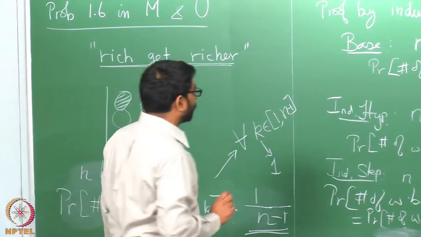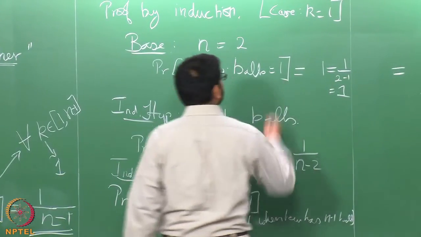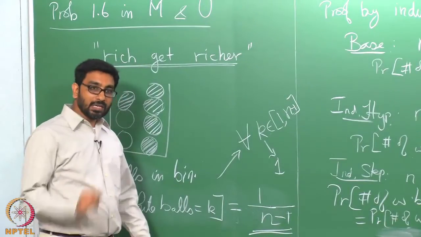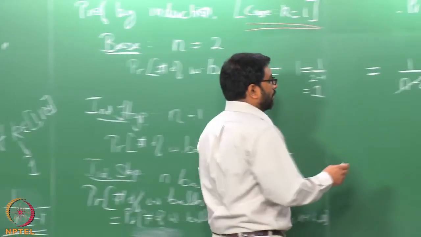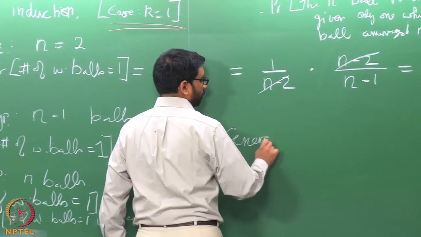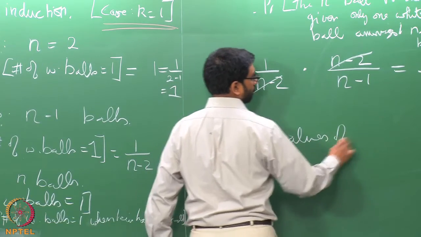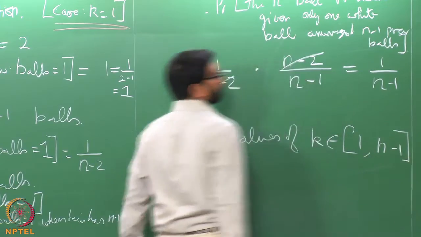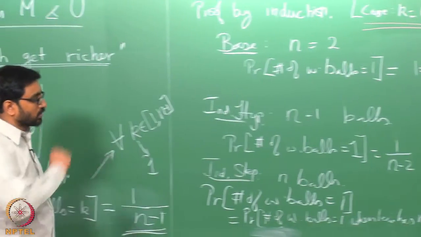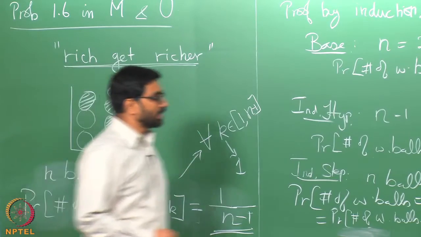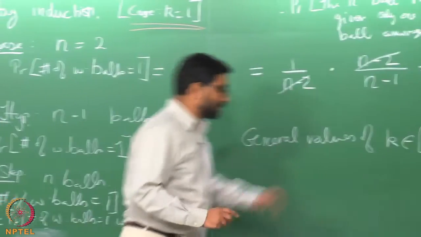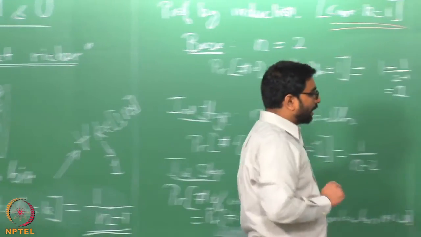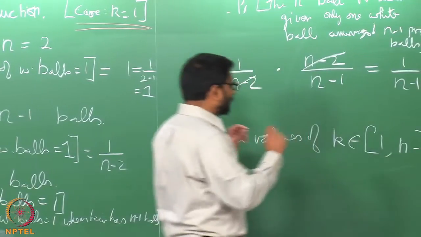Okay. But of course, we have only solved the case where k equals 1. What we really need to be solving is general values of k. Okay. How do we solve that? Well, the same idea can be extended. I am going to leave this part as an assignment for you to solve. The same technique can be applied, except now we need to be a bit careful.